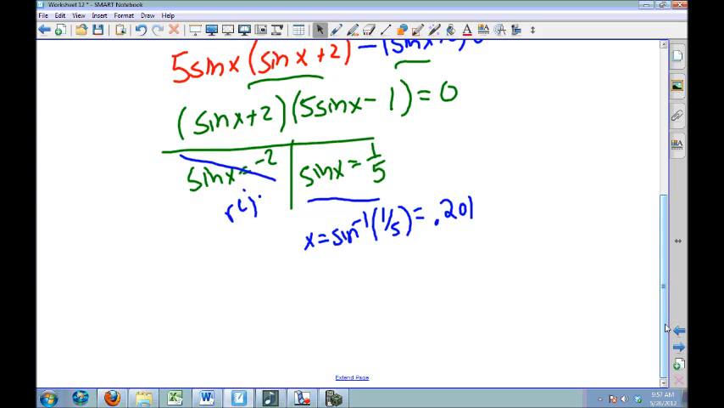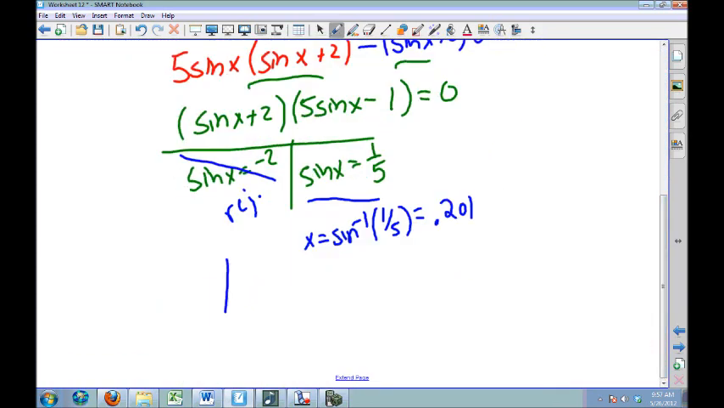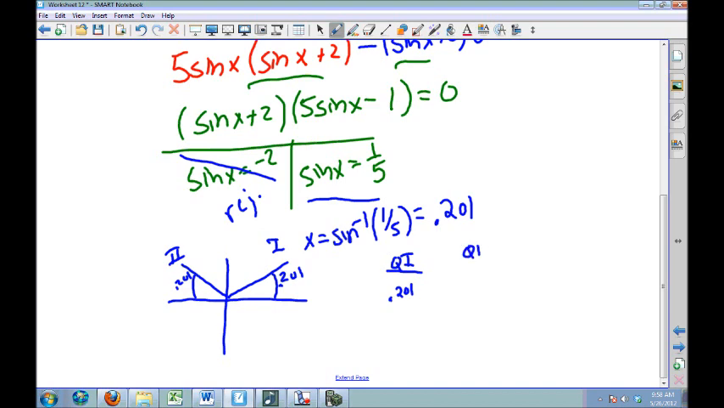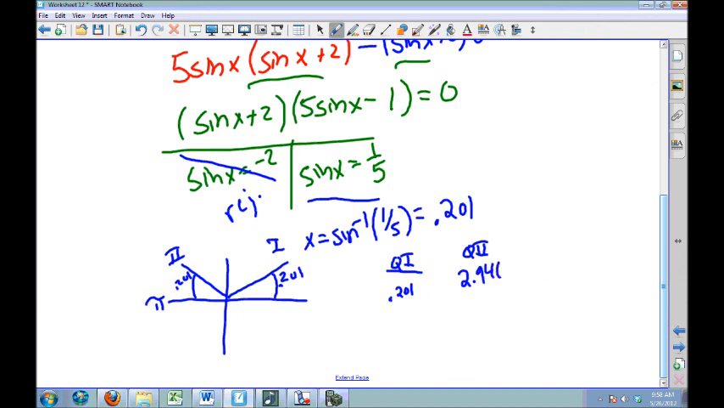That's its approximate value. And then here's the tricky part. The question said all values of x. Now, for all values of x, in this case, since this is positive, I'm in either quadrant 1 or quadrant 2. Here's my reference angle of 0.201, and here's my reference angle over here of 0.201. Well, in quadrant 1, I have a solution of 0.201, and in quadrant 2, I have a solution of pi minus 0.201. So if I want that to the nearest thousandth, I'm going to go back to my calculator, type in second pi, and subtract that answer. I get 2.940. So 2.940 would be my solution in quadrant 2.